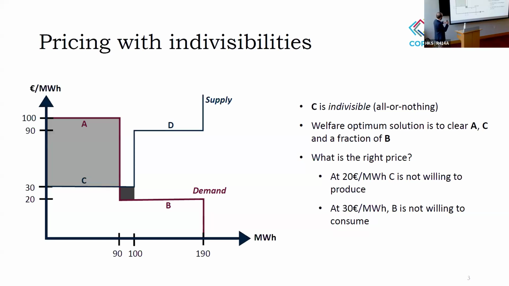And you can turn it around. There is, you know, any price you would take, you would end up with a situation like that where not everyone would like to actually implement the allocation that maximizes the surplus.